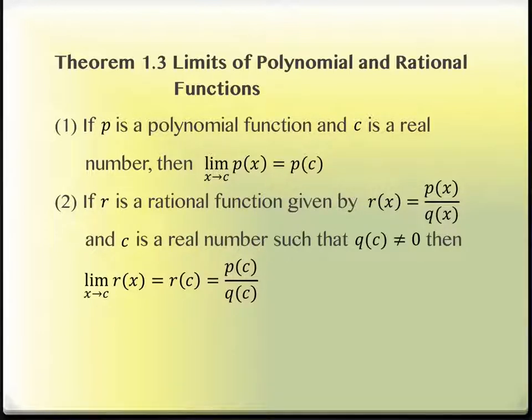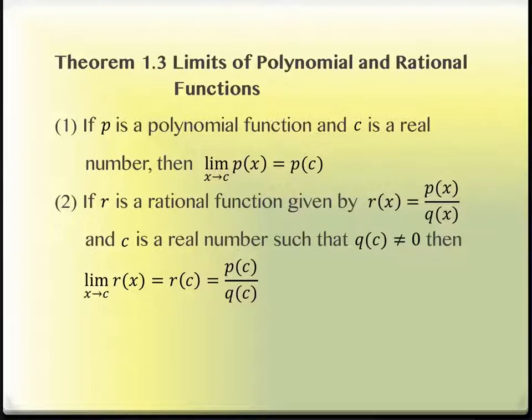Rational functions are functions that are in ratio form. So you have a polynomial divided by a polynomial. And when you have a rational function, as long as the denominator is not 0, again, the limit value is the function value.